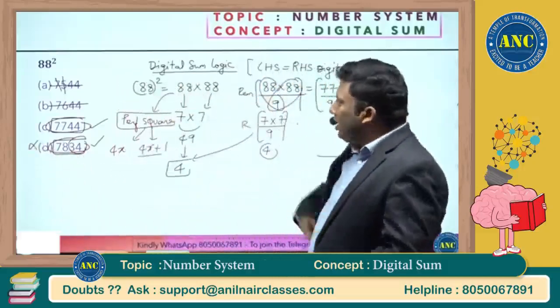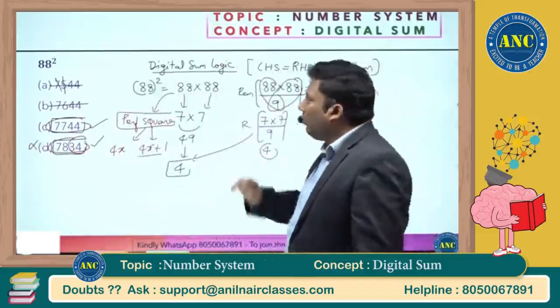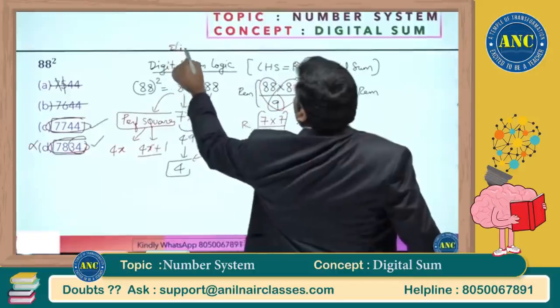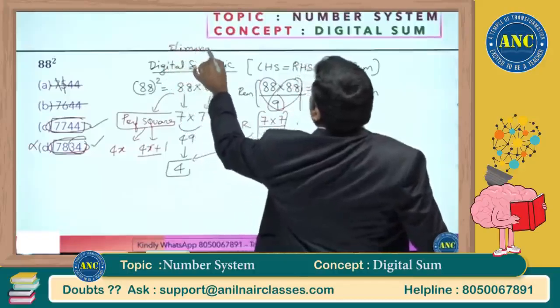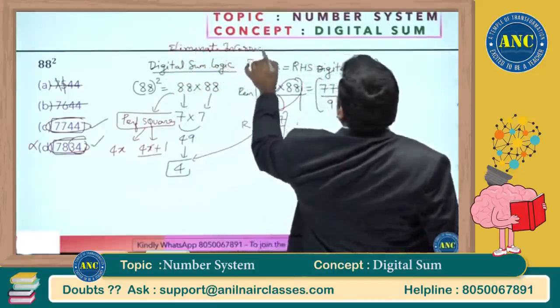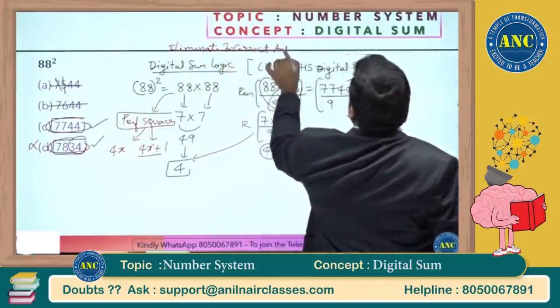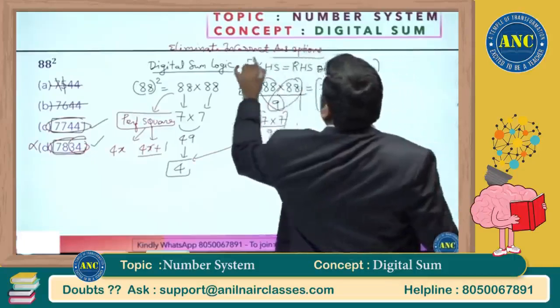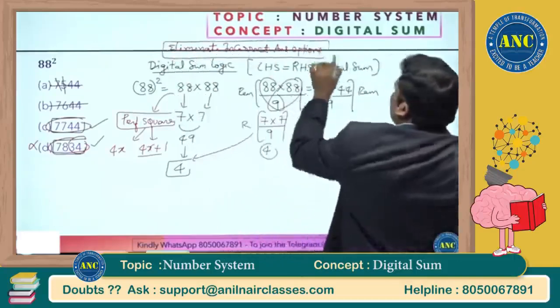Again I am repeating. First I used digital sum. Digital sum will help me to eliminate incorrect answer options. That means this will tell us which answer options are definitely incorrect. If three are incorrect, you can directly go ahead and tick mark the fourth one. If two are incorrect, then you have to use some other methods.